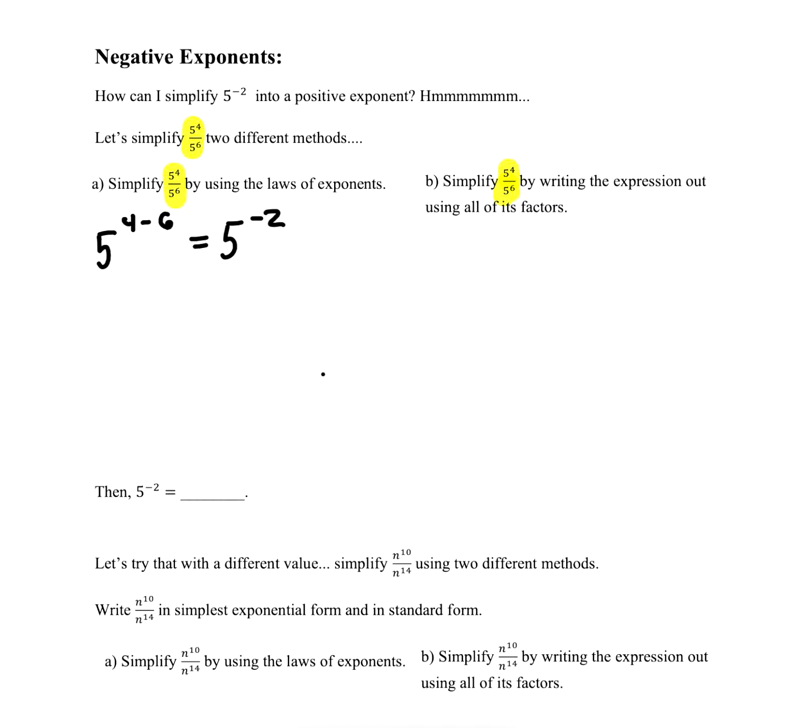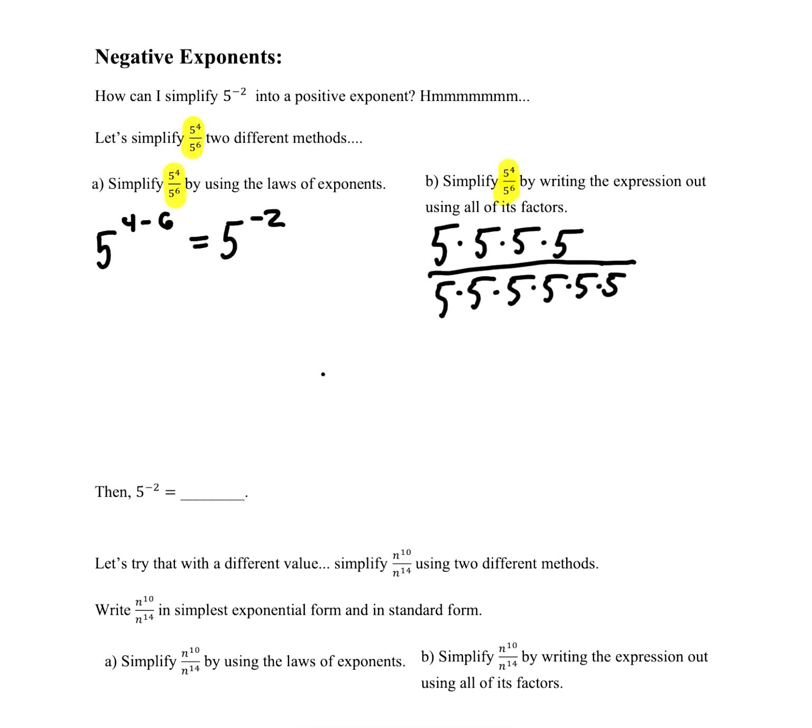So let's try writing it out as an expression with all of its factors. So 5 to the 4th would be 4 5s, so 5 times 5 times 5 times 5 in the numerator. And similarly, in the denominator is 5 to the 6th, so it'll be 5 times 5 times 5 and so on, which would be 6 5s.